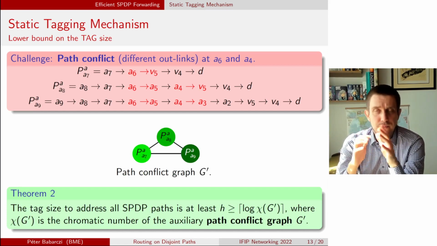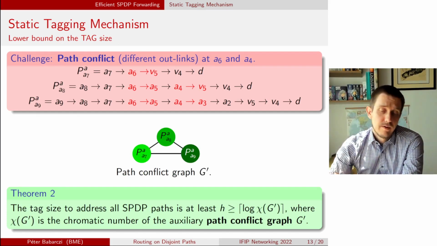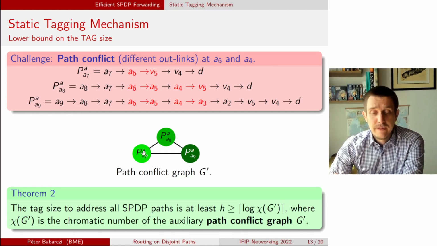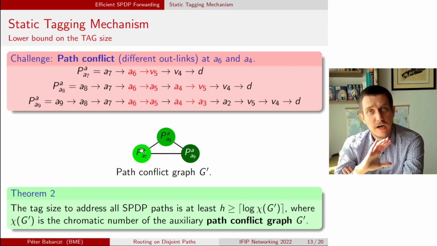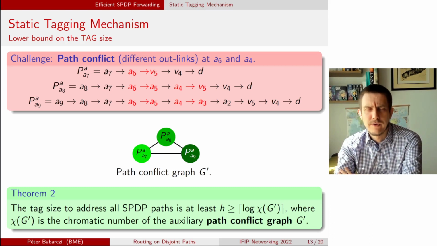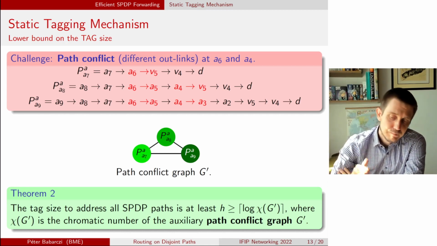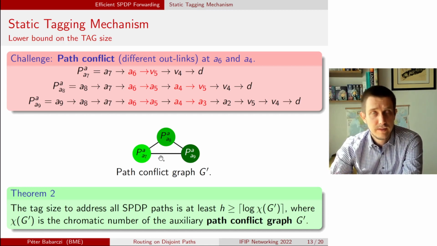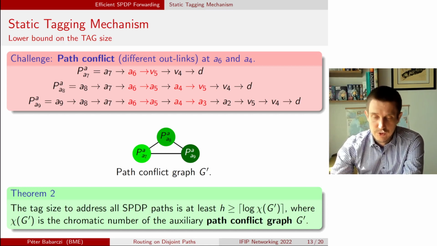So we transform this problem to an auxiliary graph where each node corresponds to a path in the original graph, and each two paths or two nodes in this auxiliary graph are connected if they are in conflict with each other. Now we transform the original problem, the tag assignment in our original graph, to a graph coloring problem. And the second theorem showed that the chromatic number of this graph gives a lower bound to the number of bits, or the tag lengths, in our tag implementation.